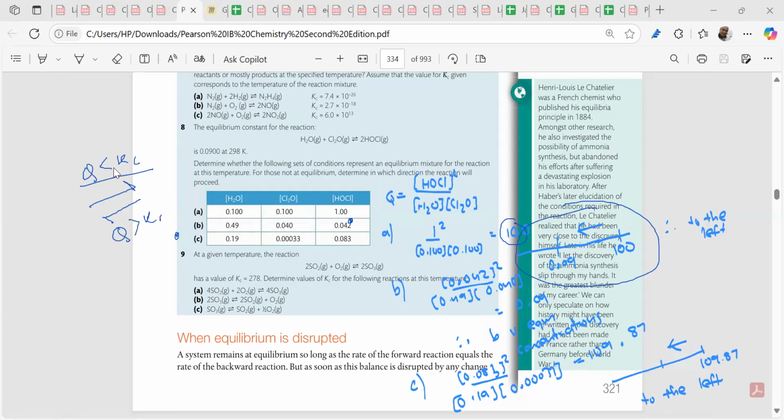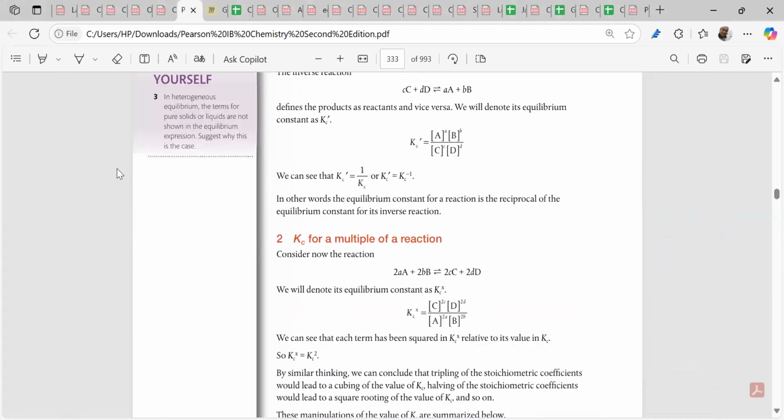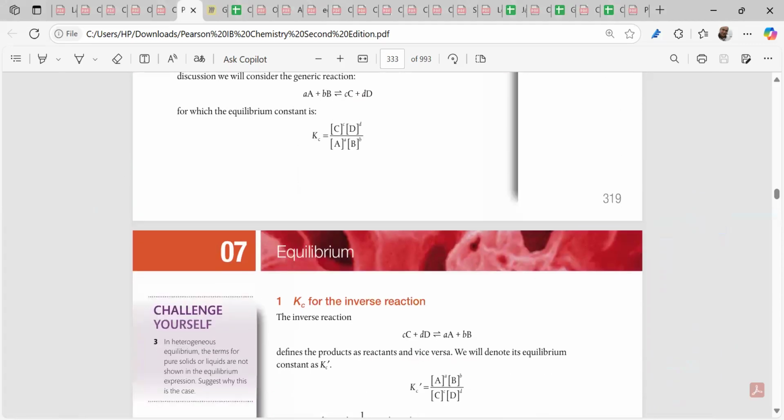Now, this bit is important. If you have a reaction aA plus bB is equal to cC plus dD, the equilibrium constant will be what? It will be C to the power c, D to the power d, divided by A to the power a and B to the power b, right? Is it clear?